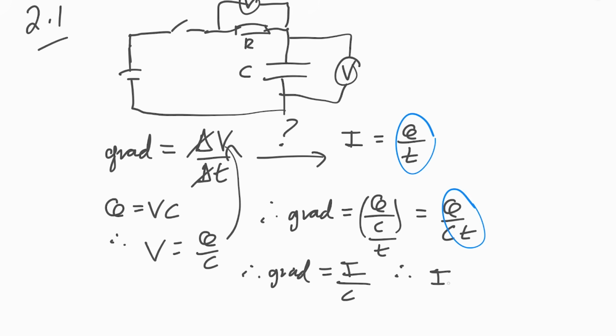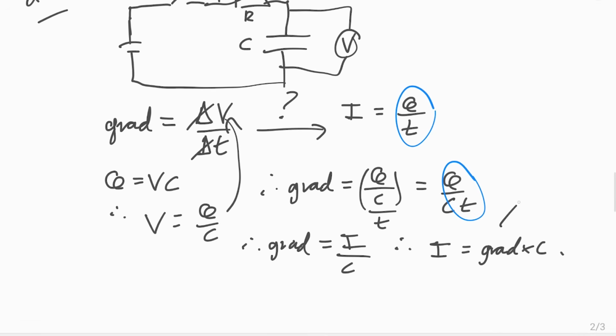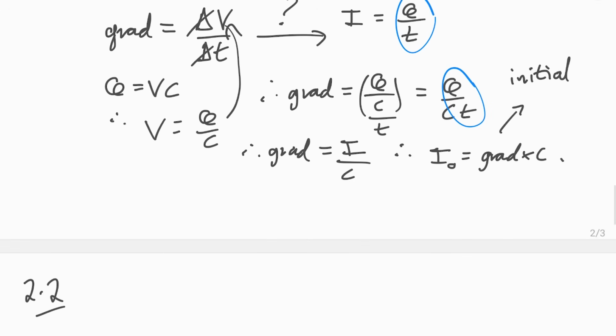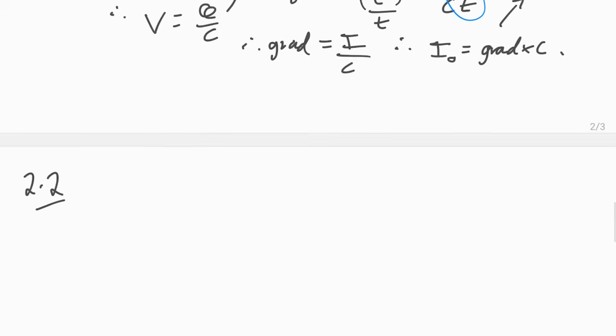Therefore, current is equal to gradient times the capacitance. Weird question. Oh, by the way, I should have said it was the initial gradient, of course, because that's what we want. We want the initial current, because of course we can see the current is slowing down, as we know what happens with a capacitor when it charges.